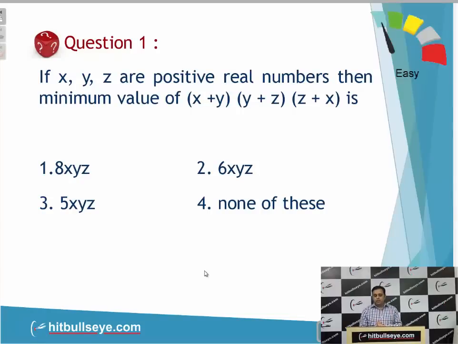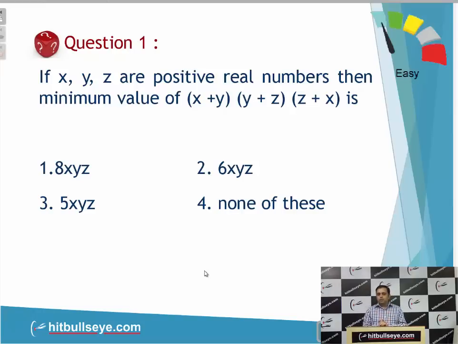Here we have a question. If x, y, z are positive real numbers, then what is the minimum value of (x plus y) into (y plus z) into (z plus x)? Now here we have been asked the minimum value of (x plus y), (y plus z) into (z plus x).